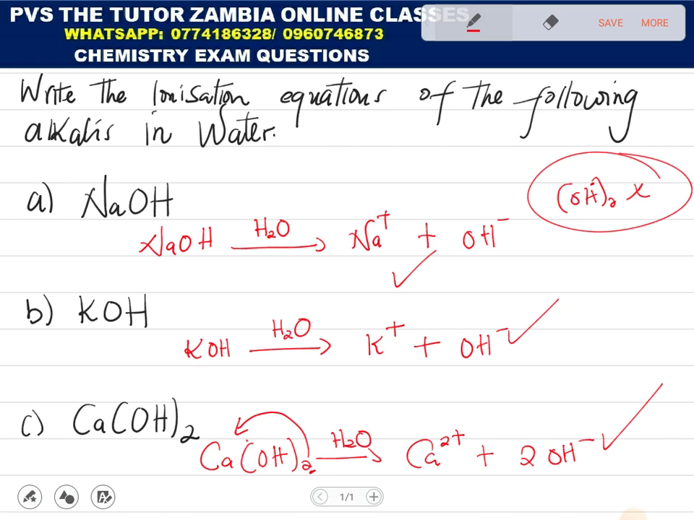Simple as that. But the first thing is that whether the equation is balanced or not, balance it. Check if it's balanced. That's the first step to any chemical equation.